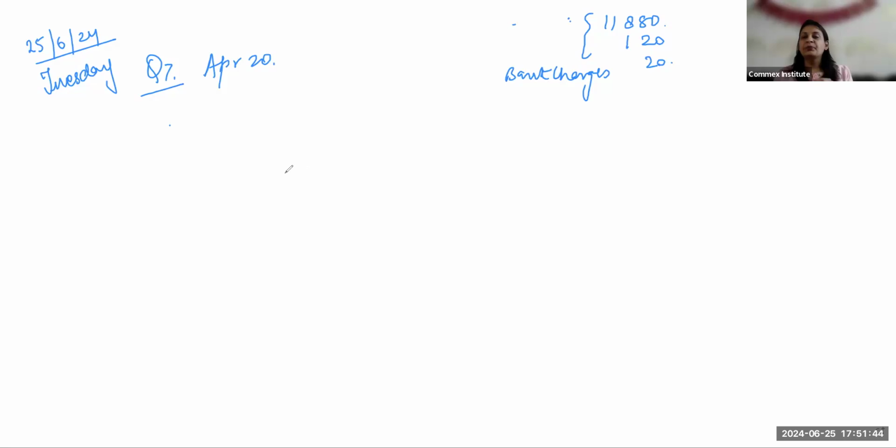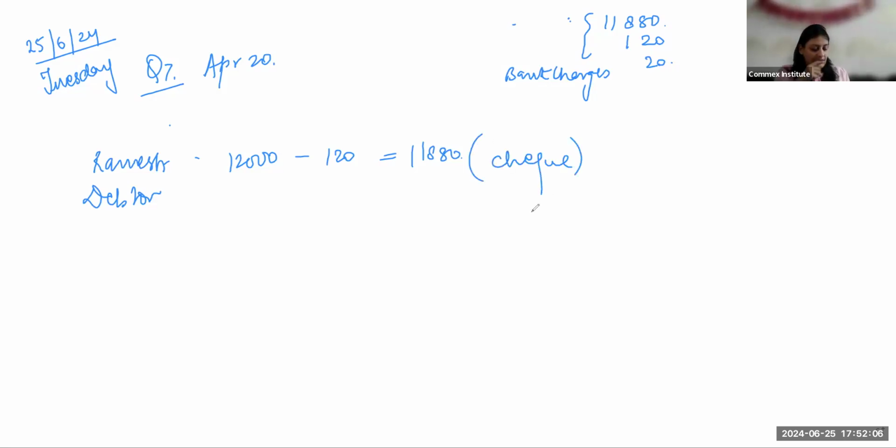This Ramesh was our debtor. Okay, for how much amount? He was a debtor for 12,000. So then he's making a payment and we are giving him a discount of 120. So he gave us a check of 11,880. Okay. Now this check was dishonored. This was the payment we had received from him, and then this check got dishonored.